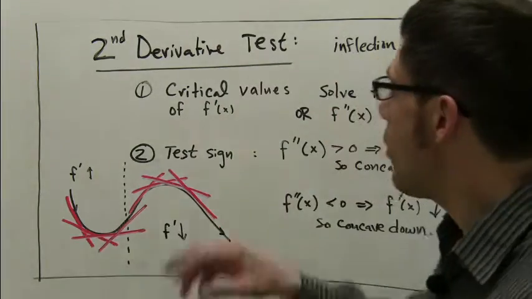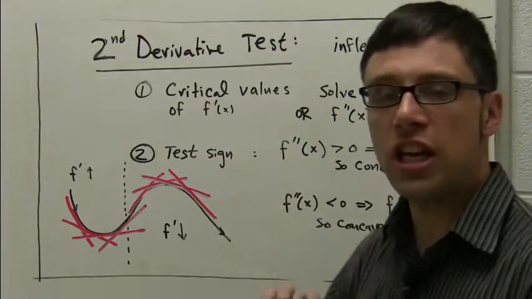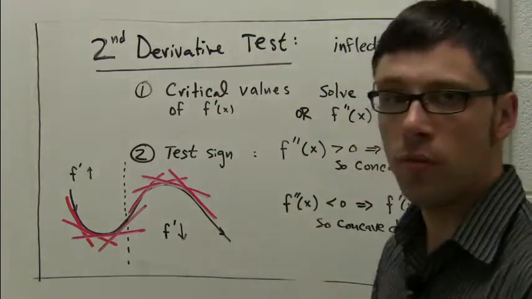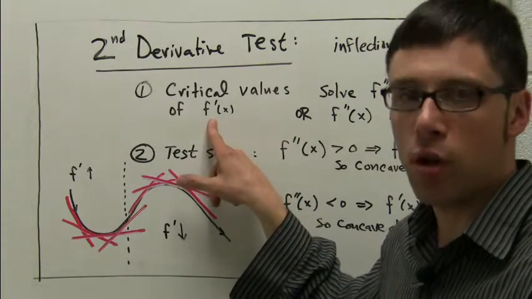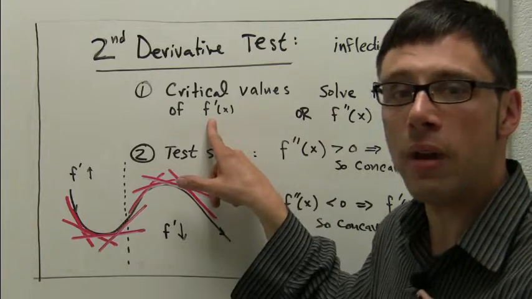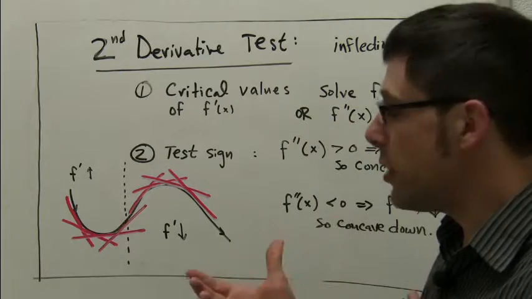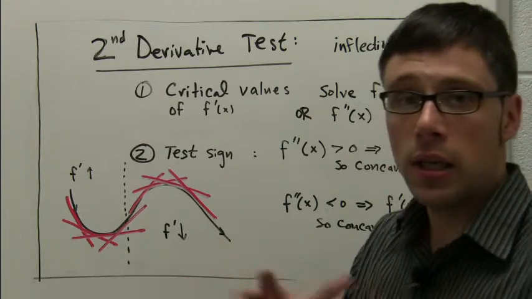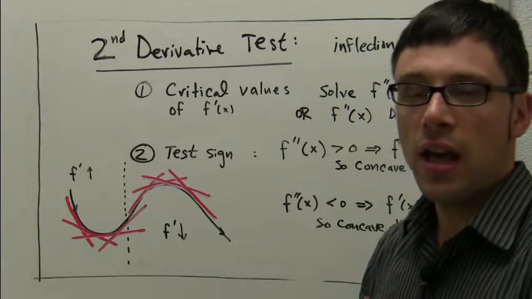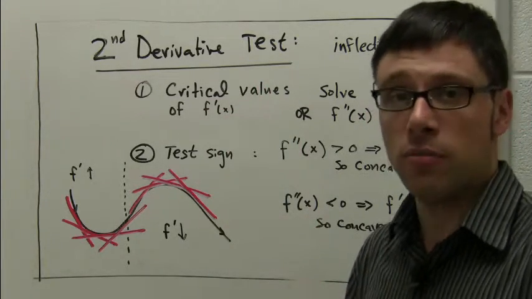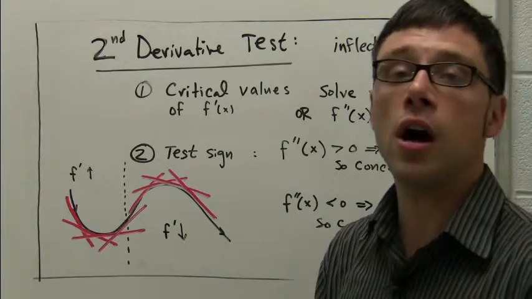So again, remember that the second derivative test gives us an idea of the concavity of the function. So the first thing we do is look for critical values of the first derivative as a function. Okay, these are places where we may or may not have inflection points. If the second derivative does change sign before and after the critical values of the first derivative, then we have an inflection point, a change in inflection. That is, the function changes from concave up to concave down.